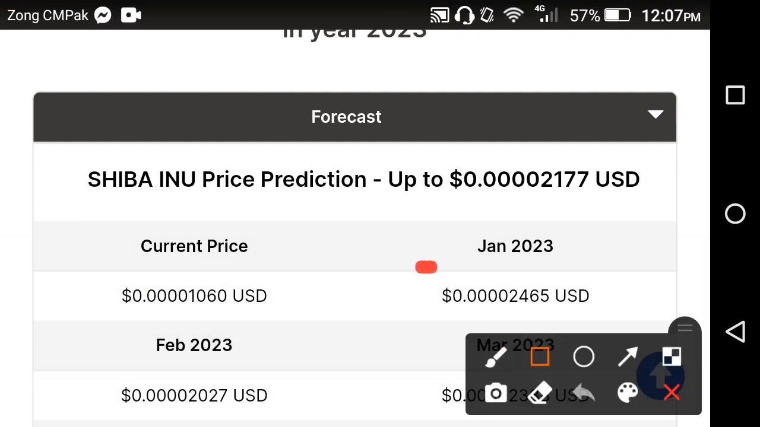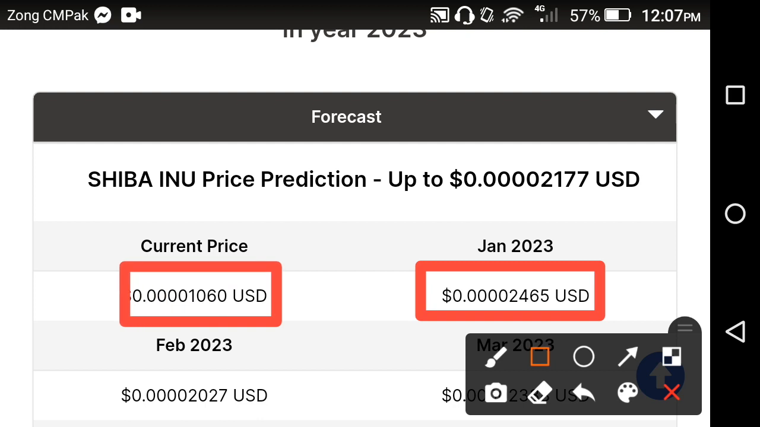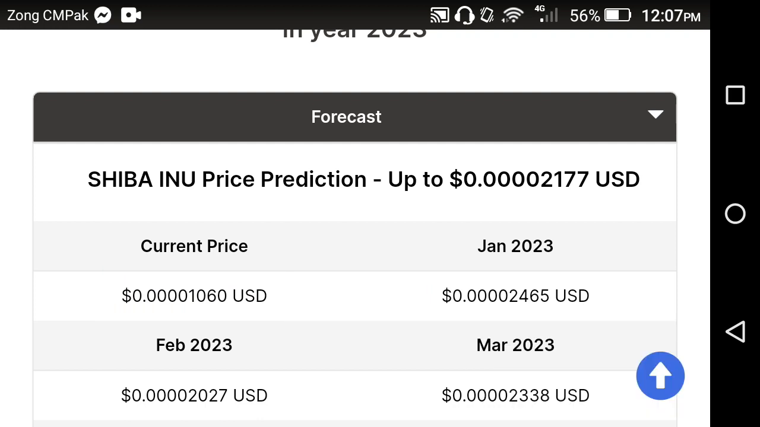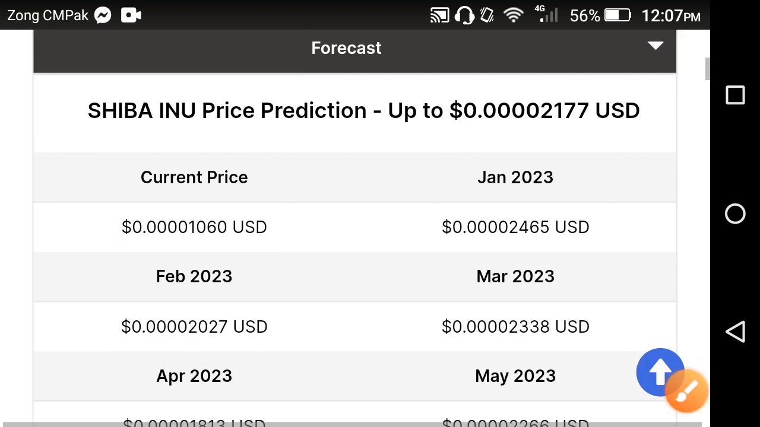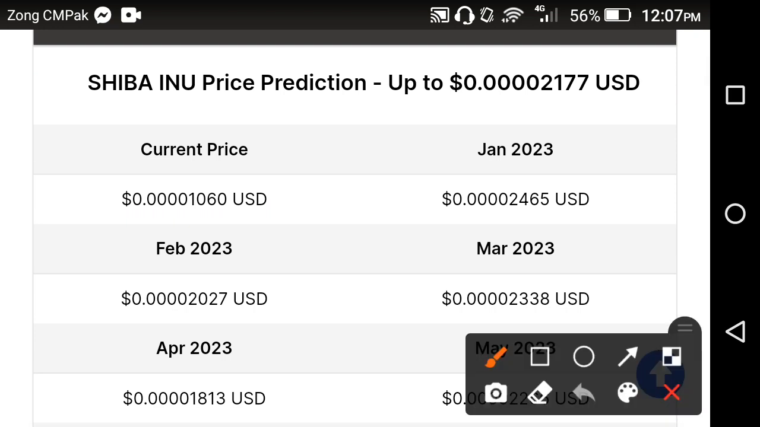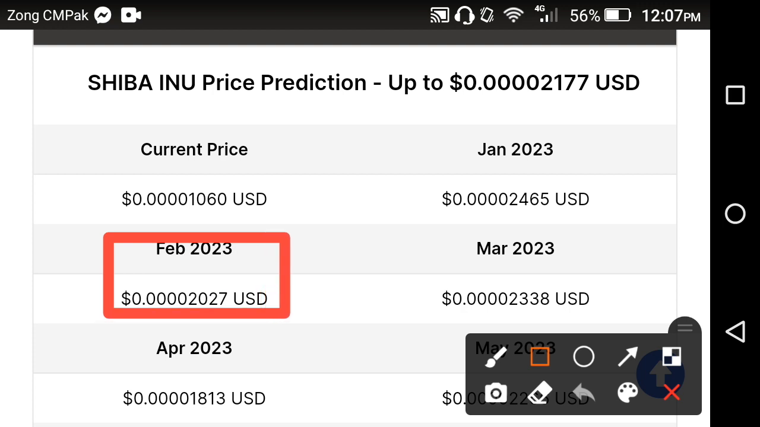Let me show you, friends. That is the January 2023 price of the Shiba Inu token in USD. And the current price you can see here is 0.00001060 USD. That is the current price. And let me show you the February price of the Shiba Inu token. Approximately 0.0002027 USD is the February price of the Shiba Inu token.